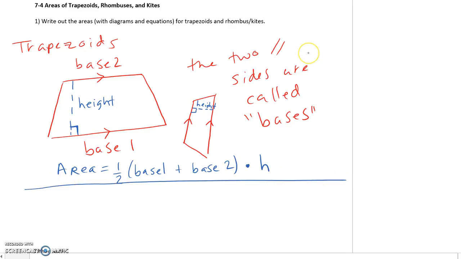Trapezoids, the two parallel sides are called bases. You just name them base 1 and base 2. It doesn't matter which one's 1 and which one's 2. And the area is half of the sum of the bases, which is basically the average of the bases, times the height, and the height is the distance between the bases. The height must be an altitude. It must be perpendicular to both of the bases.